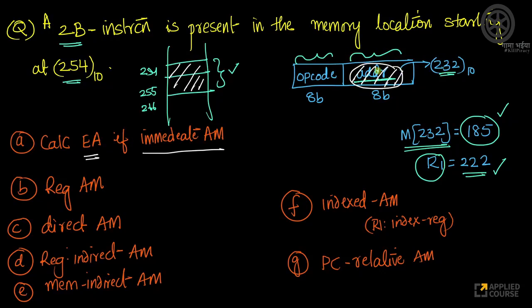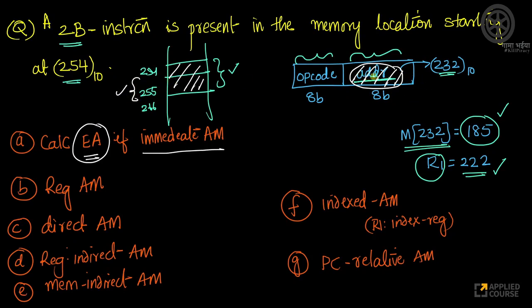Whatever value. So 232 is used not as an address, but as the data to this opcode. That's how immediate addressing mode works, right? Now what is the concept of effective address here? Where is this value 232 stored? This 232 is actually stored in the second byte here.